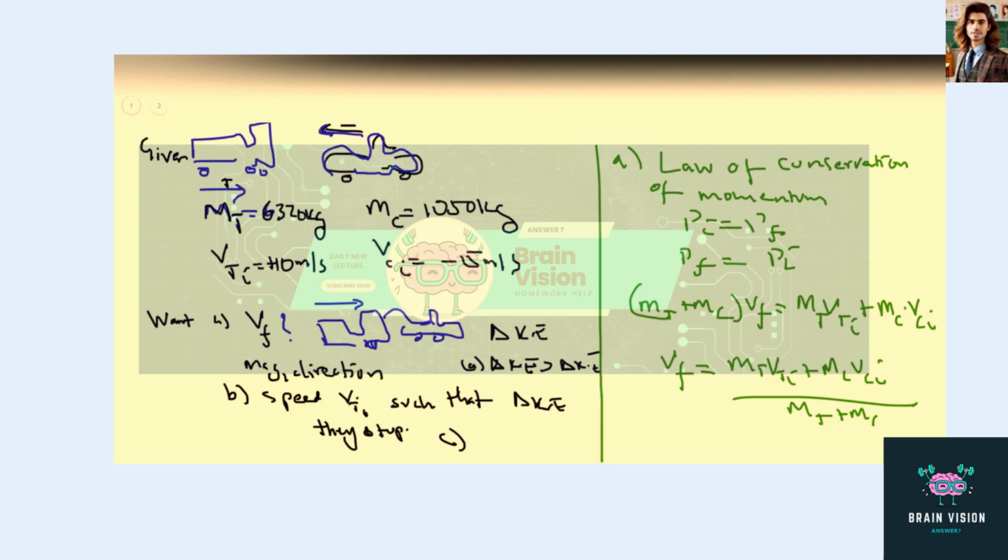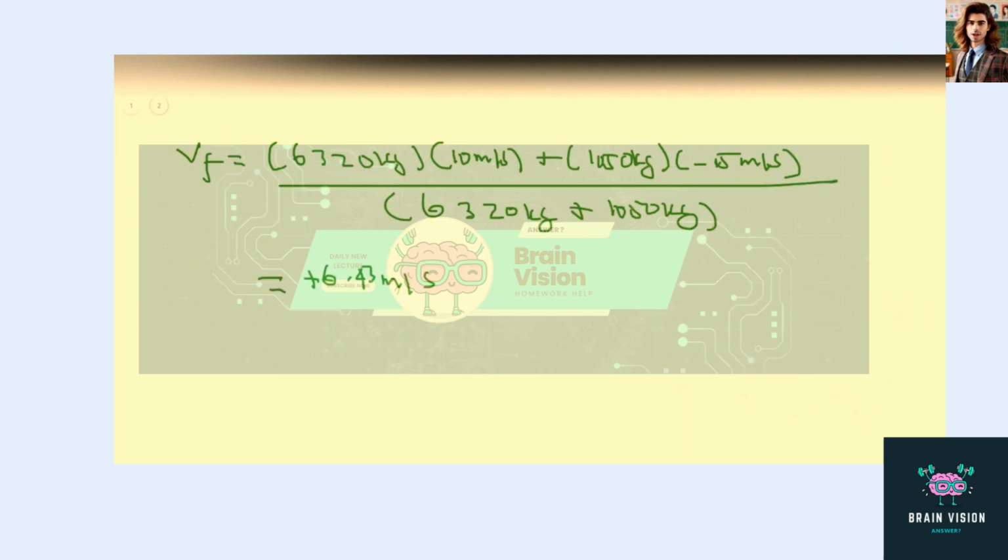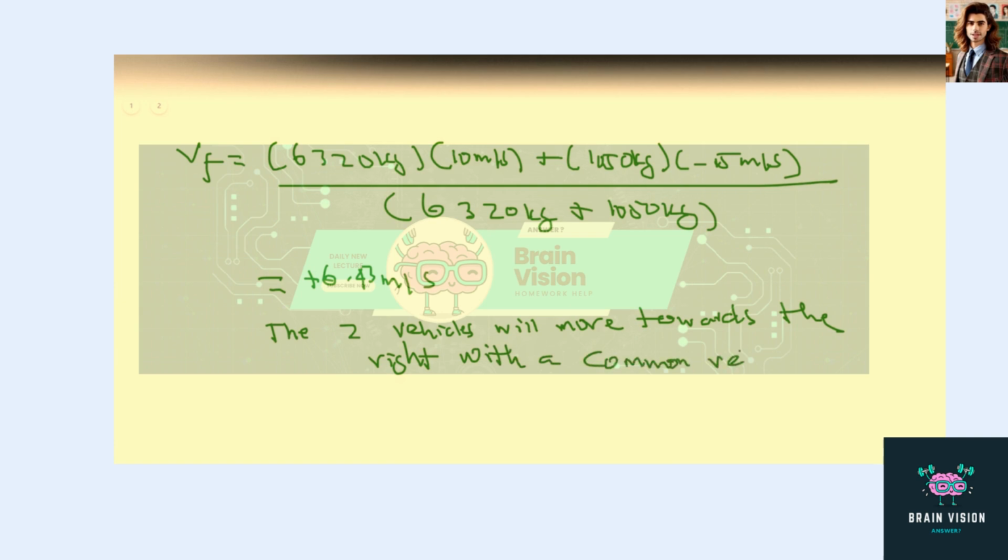If you go back, we're looking for the magnitude and direction. So it means that the two vehicles will move towards the right with a common velocity of 6.43 meters per second. That's what's going to happen.